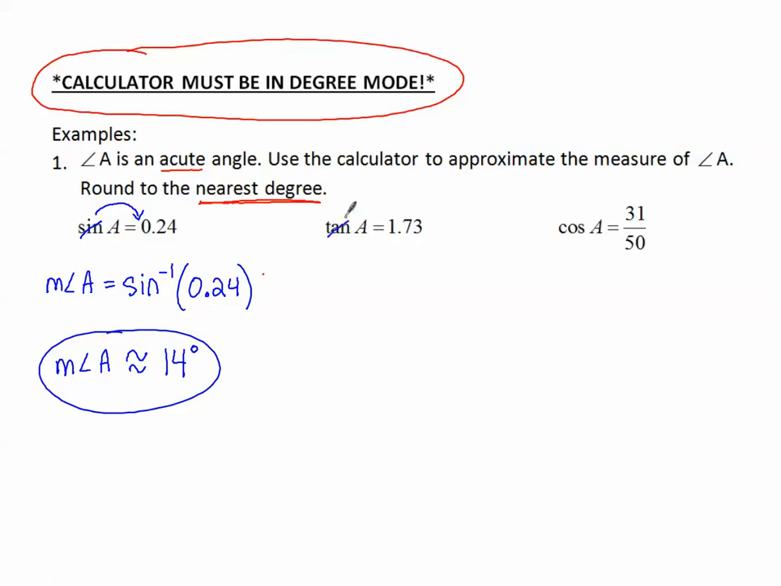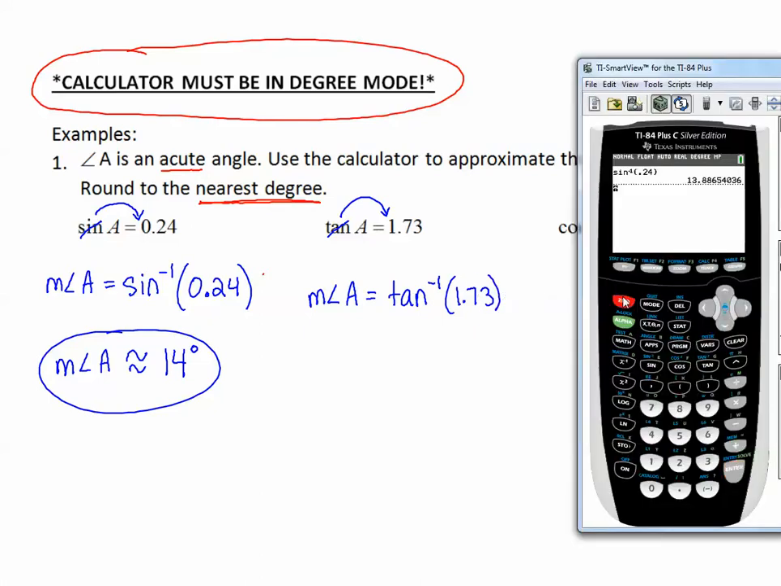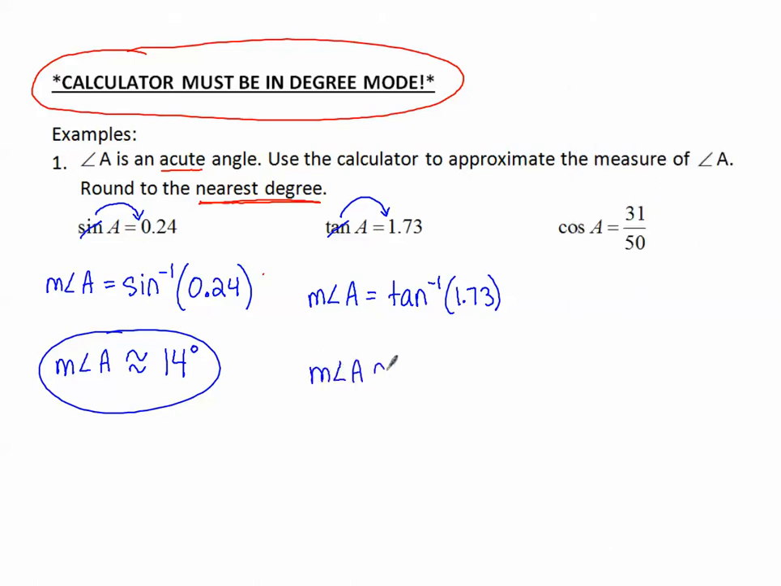This one, I want to move tangent to the other side to get A by itself. Because A is an angle, I write measure of angle A equals inverse tangent of 1.73. Go to my calculator, second tangent, 1.73. Close parentheses, enter. That's a 9. It makes that go up to a 10, which makes 59 into 60. So the measure of angle A is approximately 60 degrees.